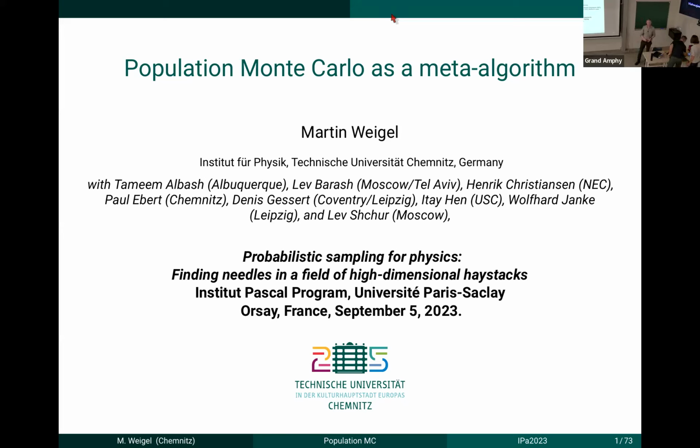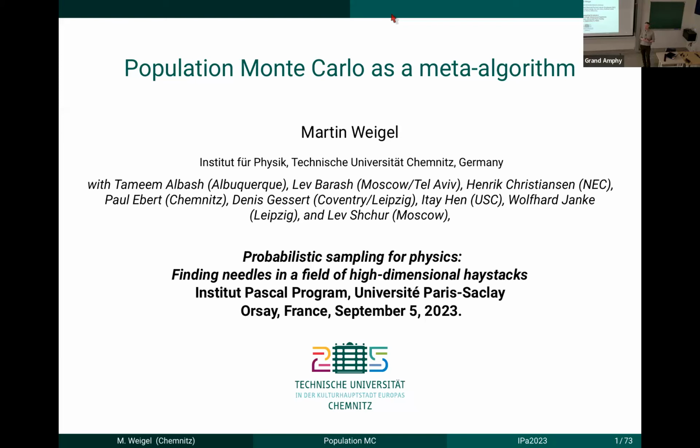I'd like to introduce to you, if you're not familiar with it, or give you some update on what can be done reasonably with population algorithms. In particular, I will be talking about population Monte Carlo, also known as population annealing. But I will also touch upon applications of this scheme to other simulation paradigms.